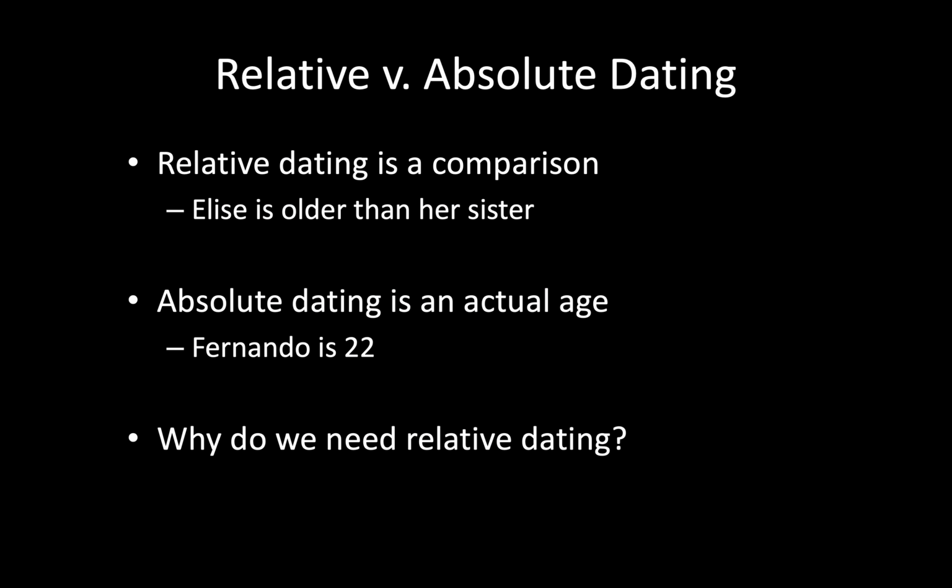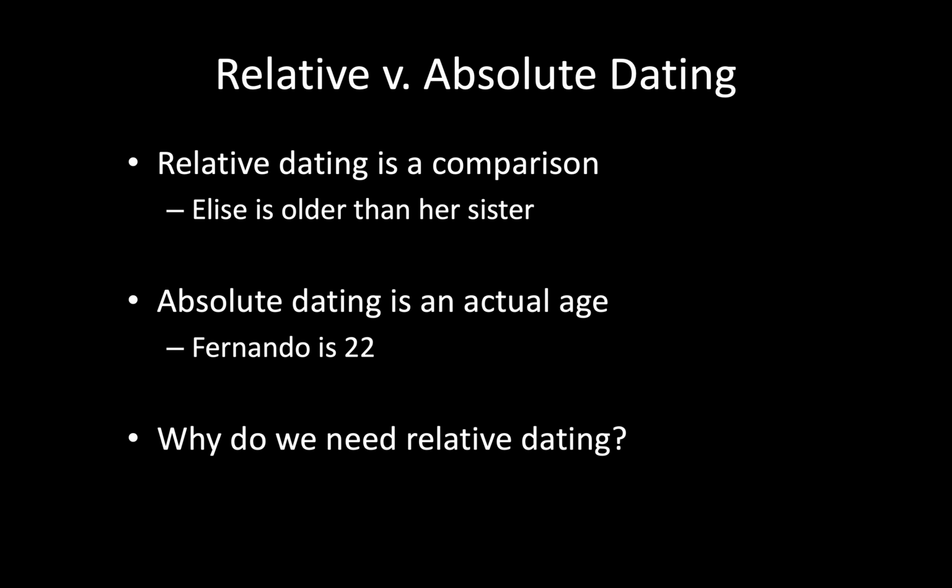So relative dating is a comparison. What this means is it's not a specific date. For example, Elise is older than her sister. Now, you don't know how old Elise is. You don't know how old her sister is. But you know Elise is older. And this is in contrast to absolute age dating. For example, Fernando is 22. You don't know anything about how old Fernando is compared to his siblings. Fernando could be the youngest, the oldest, who knows. But you know that he is 22.